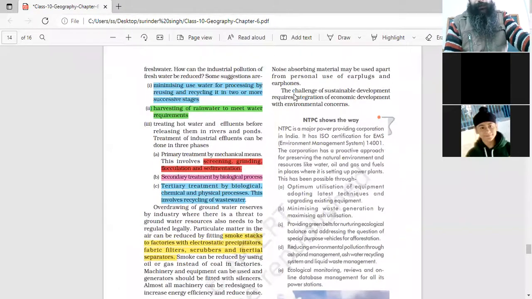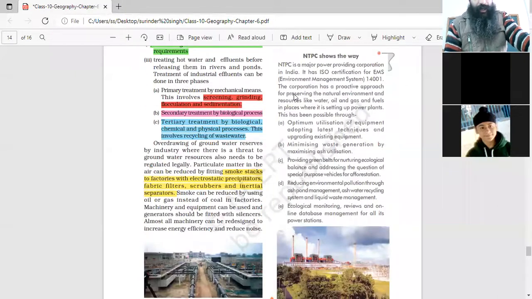Most minerals are wasted at the time of extraction, processing, and consumption. So we have to use modern technology. We have to emphasize modern technology through which the wastage of minerals at the time of extraction, processing, and consumption we can reduce.